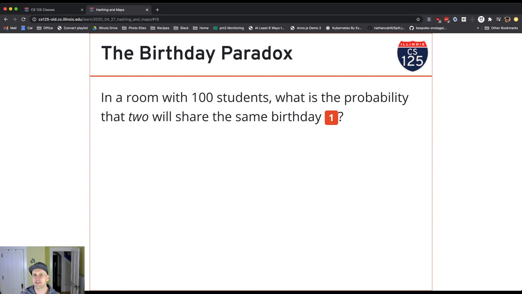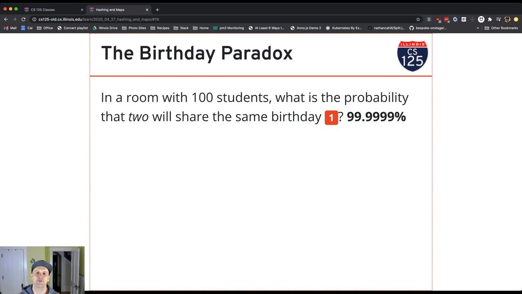All right, so the interesting thing is that this is connected to this idea that's called the birthday paradox. Some of you may know this, some of you may not. In a room with 100 students, what's the probability that two will share the same birthday? Now here's what's important about this. I didn't say what's the probability that two will have a specific birthday, like October 29th. What I said is, what's the probability that any two of them will share the same birthday? Some of you might be thinking, okay, well, 365 divided by 100, so it's about a third. No, it turns out it's one. It's going to happen. So this is very, very high.